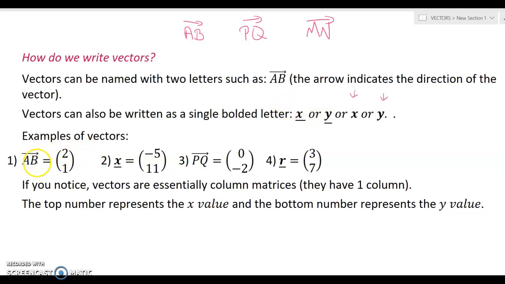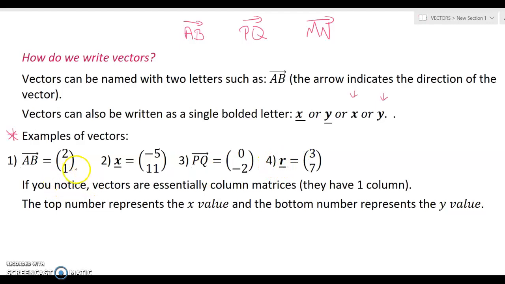Now let's look at the examples of vectors here. In the first example, vector AB is (2, 1). Number 2, vector X is (-5, 11). Number 3, vector PQ is (0, -2). And number 4, vector R is (3, 7).